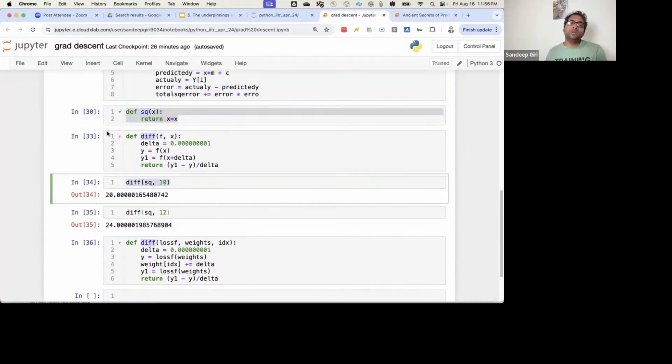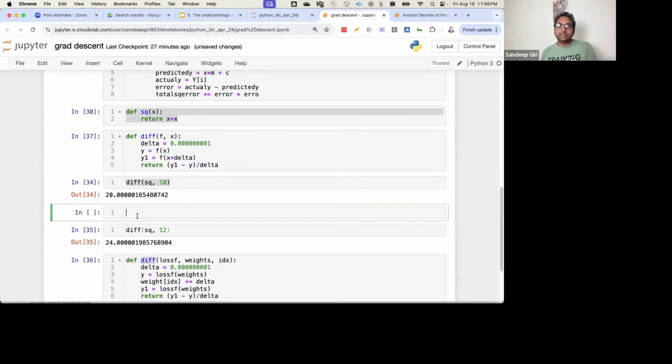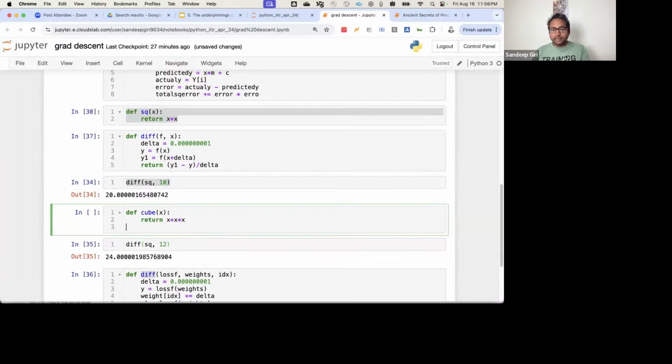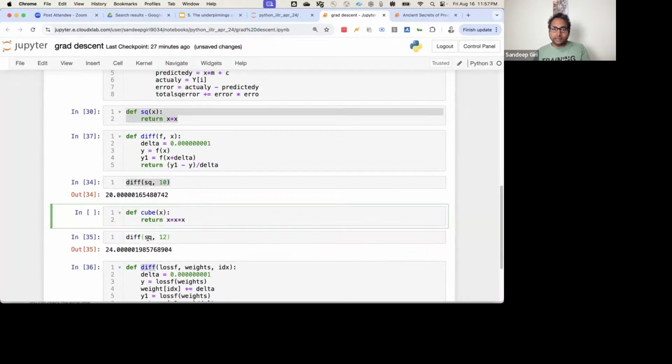You can define, let's say, cube, just to test out whether what I'm doing here is making sense or not. I'm just saying cube, and the value of cube is return x times x times x, and check if the cube is making sense.